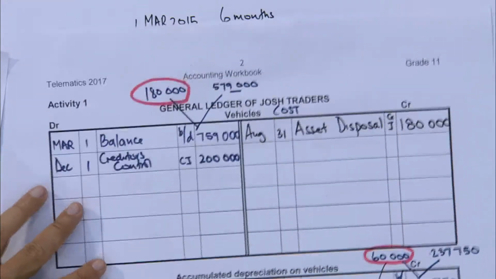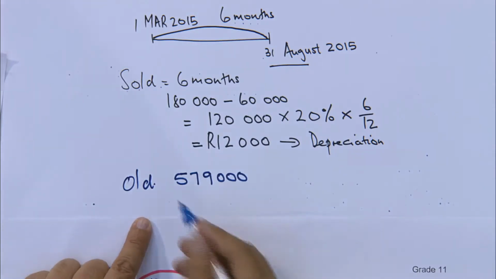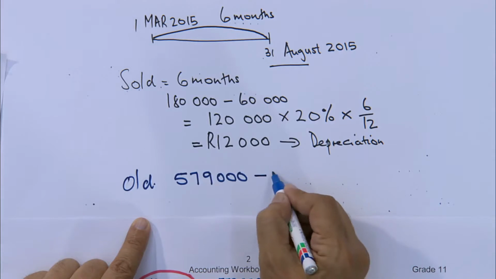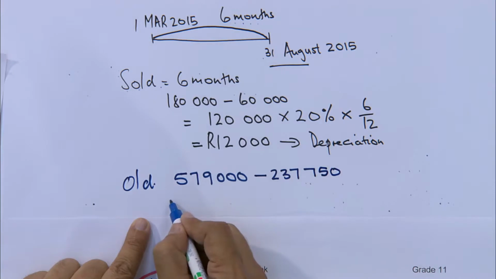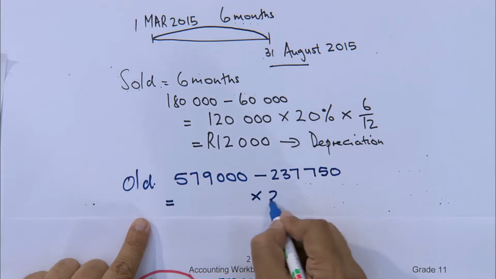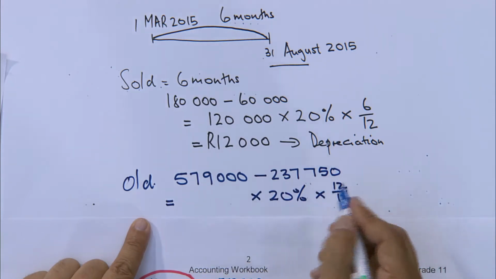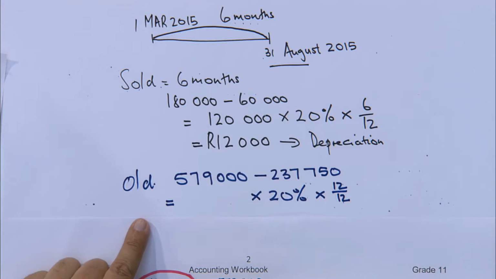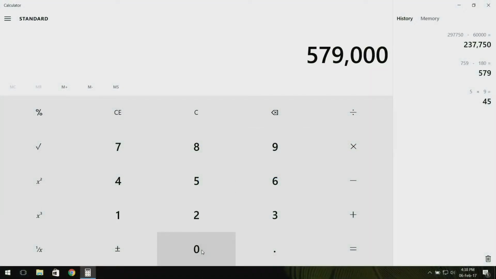237,750. So now when we get to the calculation for the depreciation on the older vehicle, it's 579 minus 237,750. Then we're going to get an answer, and then we're going to multiply it with 20% times 12 over 12, because we have the old vehicle the whole year. Right, so for that, we'll just go to the calculator quickly. It'll be 579,000 minus 237,750.